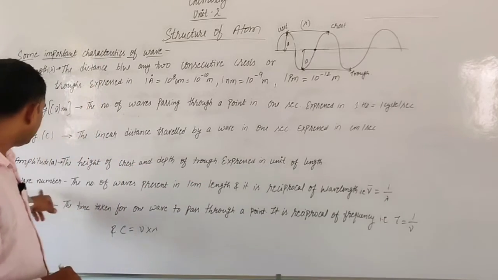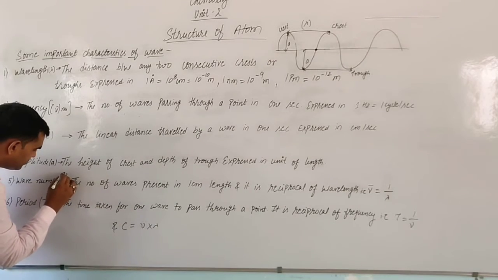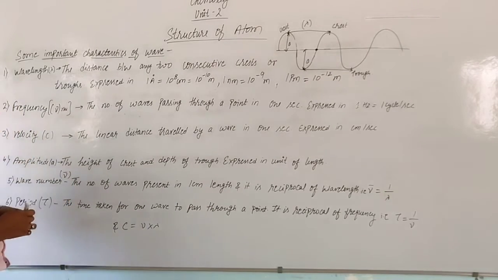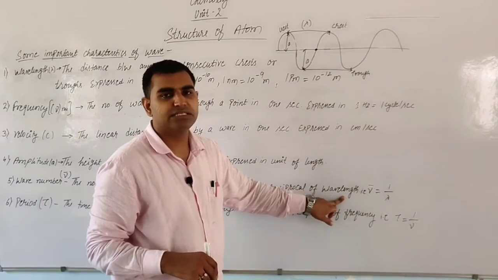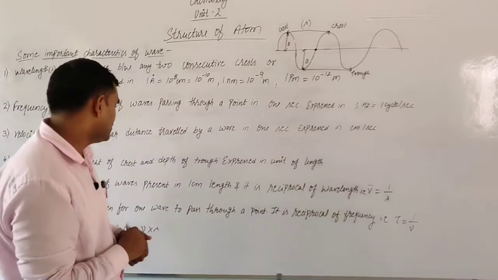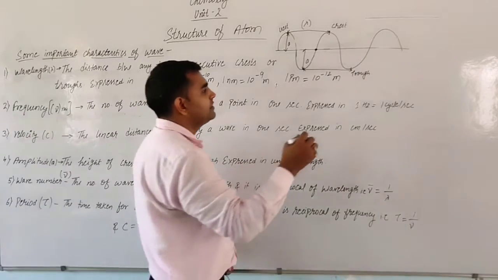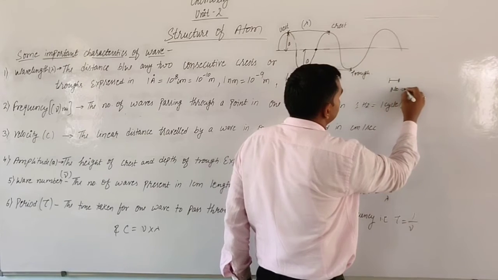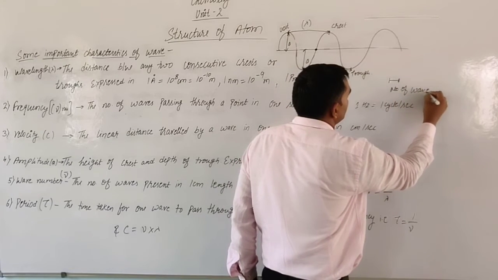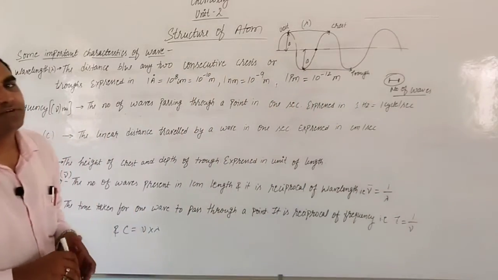The next is wave number. Wave number is denoted by nu bar. Why is it denoted by nu bar? Because it is the reciprocal of wavelength, and the exact definition is the number of waves present in 1 centimeter length. That means this is the 1 centimeter length, and the number of waves in this length is known as wave number.